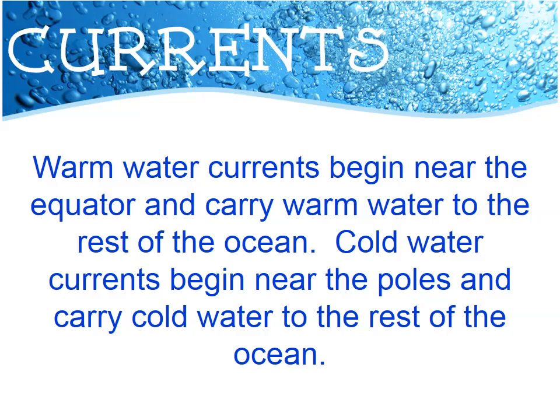On your paper, underneath your chart, there's a question that says, how does water temperature affect surface currents? That can be answered here on this slide. What happens is that warm water currents get their warmth from the equator, and they carry that warm water up to the rest of the ocean.